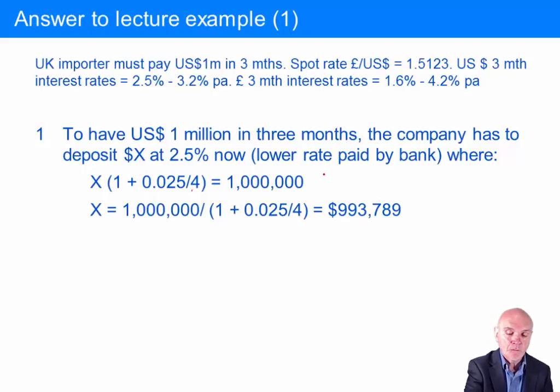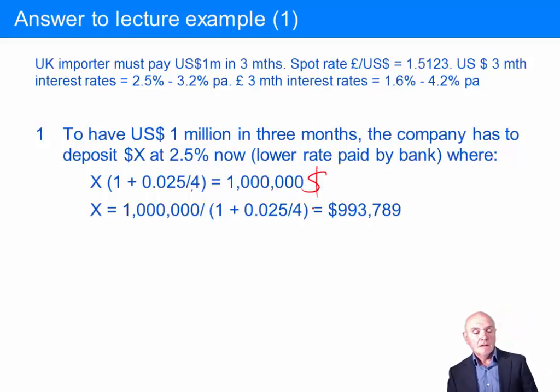So this is all dollars up here. So how much do we need to put on deposit now to become 1 million in 3 months? It's going to be this. And again, you can kind of check it. You can say if I take 993,789 and I put it on deposit here times 1 plus the interest, it's coming out to $1 million. Okay, so we've done that correctly.